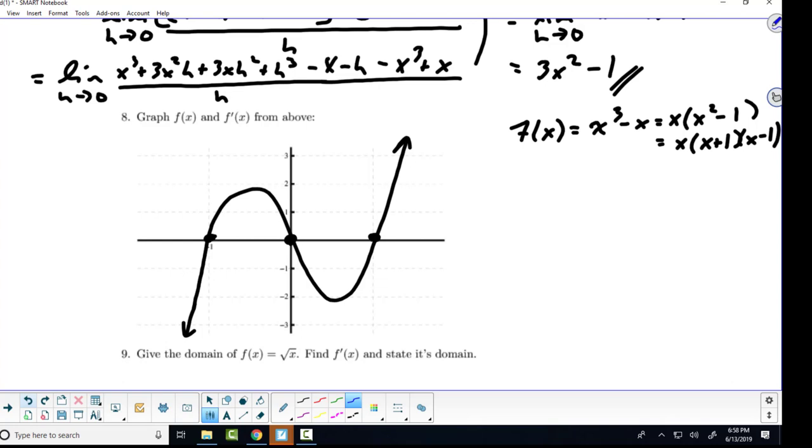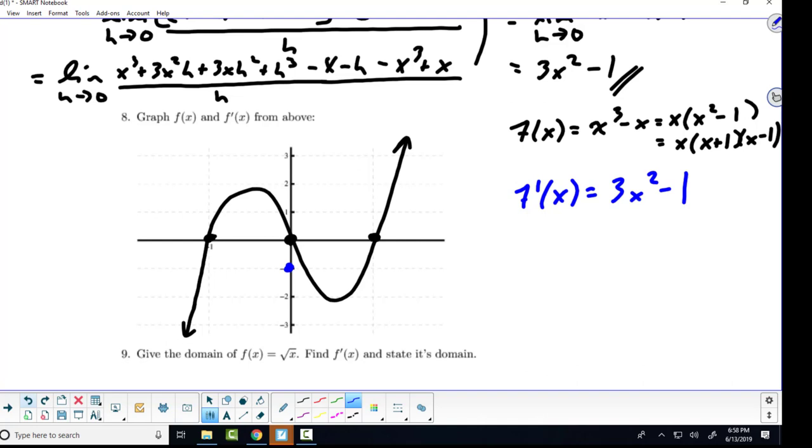Now we said that its derivative, we just did some work and found out that its derivative was the function 3x squared minus 1. What does the graph of that look like? It's a parabola, right? It's a happy parabola because it opens upwards. It's got a y-intercept at the ordered pair (0, -1). Does everyone see that?